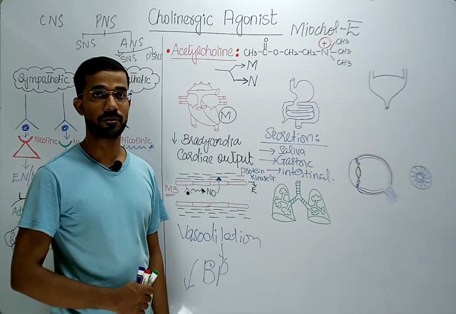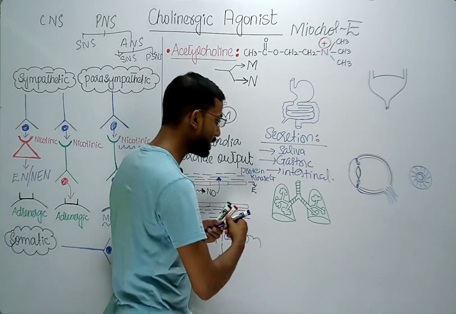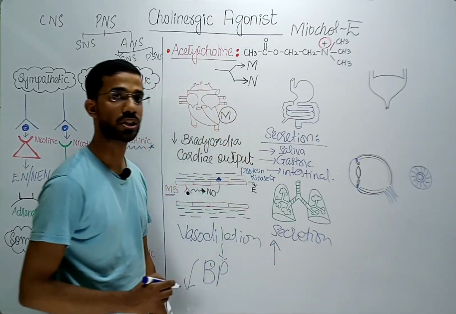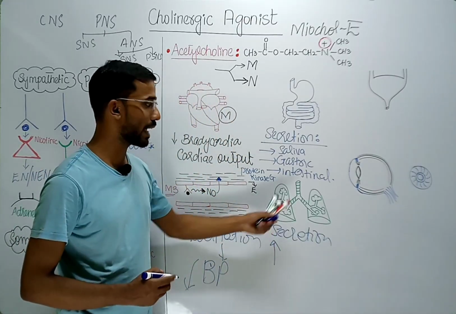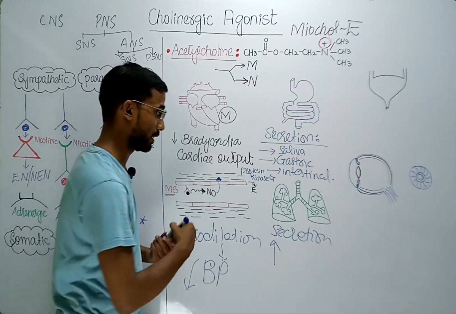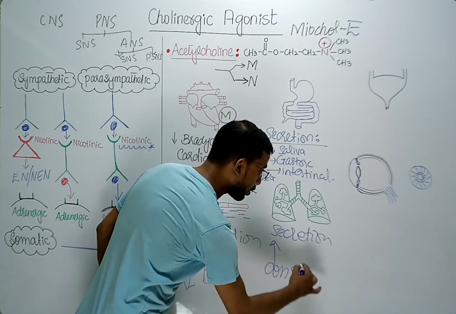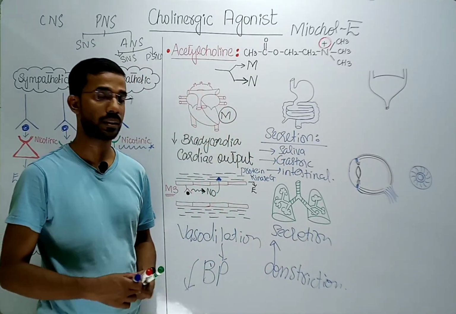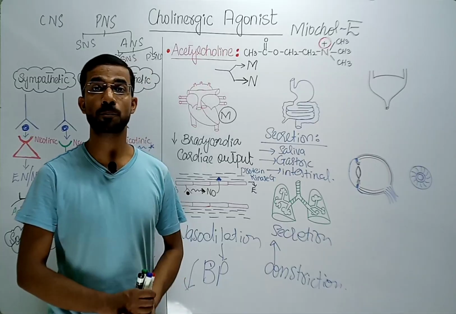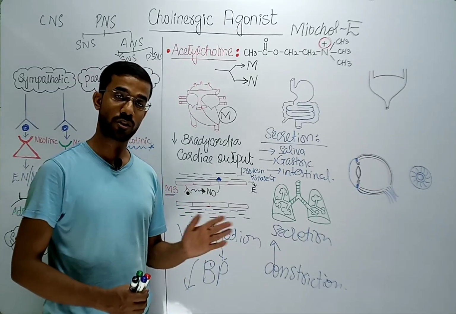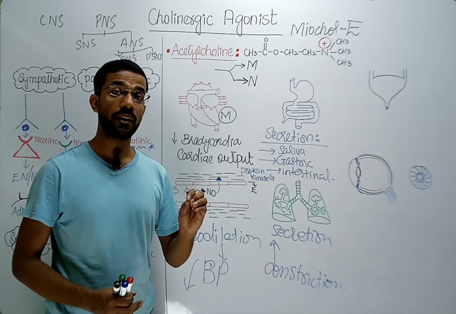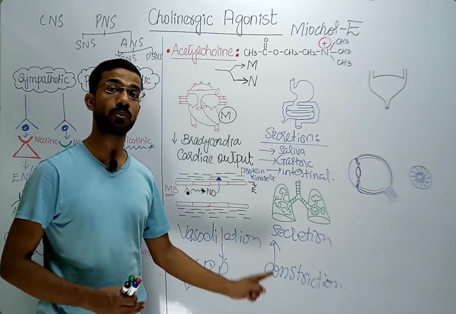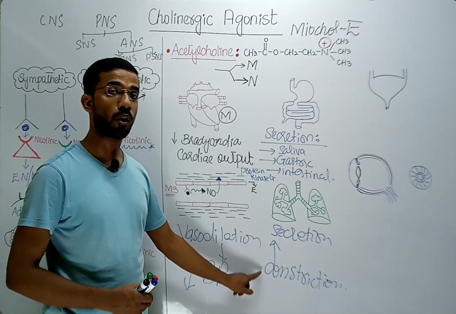Next is the respiratory tract. It will also increase the secretions of the respiratory tract. Again, it will increase the mucus secretion in the trachea and the bronchi. And an important thing, it causes the constriction of the bronchi and the trachea. That is the bronchoconstriction effect produced by the acetylcholine. It is naturally produced in our body, but it is only used as a regulator. But if we give it from the outside, then it will produce this type of effect, that is bronchoconstriction.